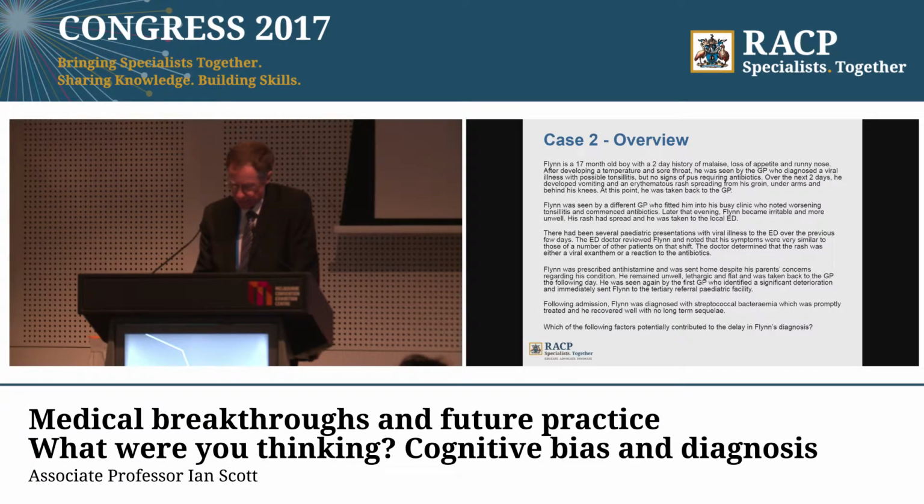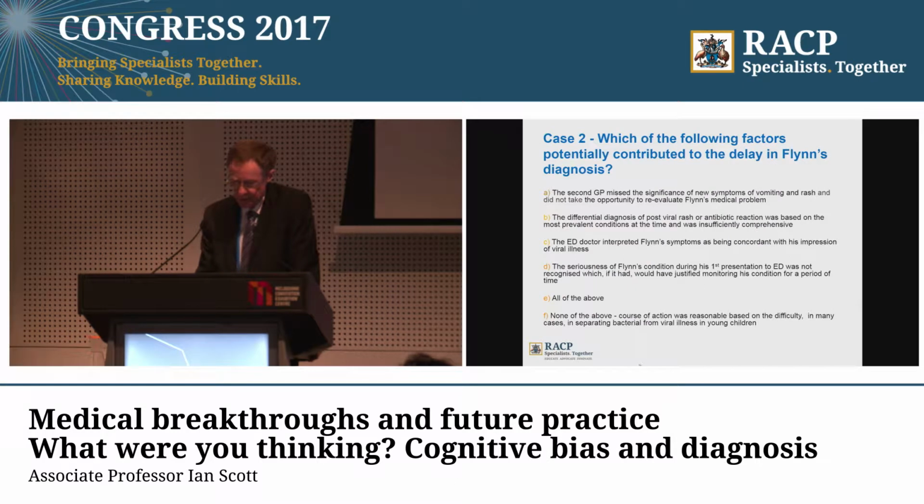So which of the following factors here do we think potentially contributed to the delay in Flynn's diagnosis? Was it that the second GP missed the significance of new symptoms of vomiting and rash and did not take the opportunity to re-evaluate Flynn's problem? Was it because the differential diagnosis of post-viral rash or antibiotic reaction was based on the most prevalent conditions at the time and was insufficiently comprehensive?